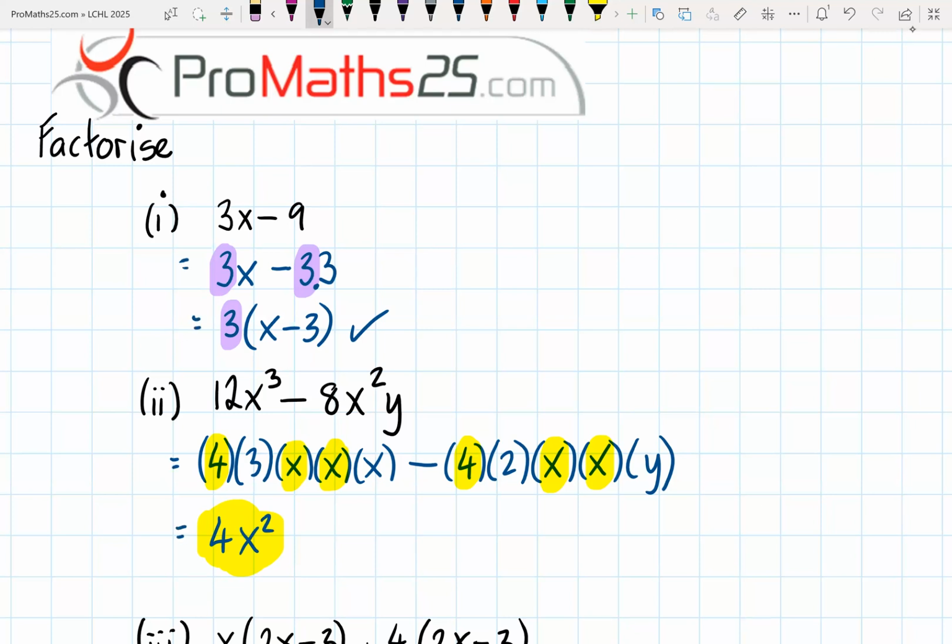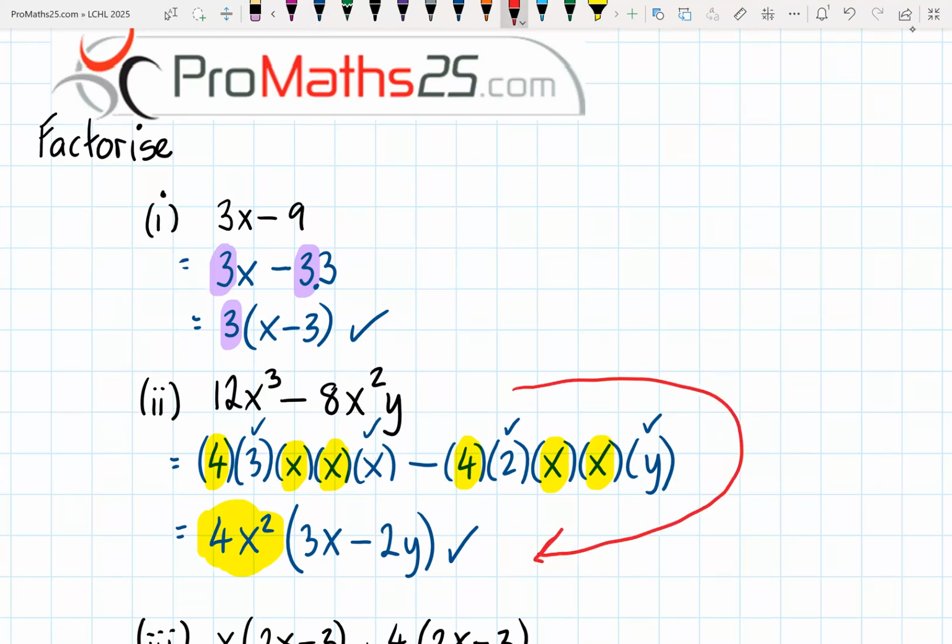And then we think about what's left. So just read out what's left. Look, there's a 3 left there. There's the 3 sorted. There's an x left. There's a 2 left. And there's a y left. So we have 3x minus 2y for full marks, right? So I'm just doing these at the start to highlight exactly what we're doing. Remember, when you get going, you might jump straight from line 1 to line 3.